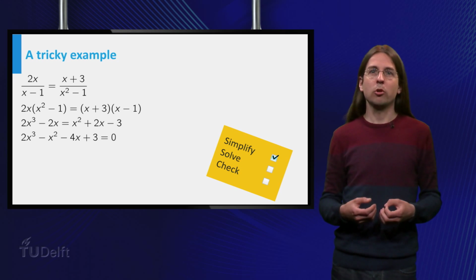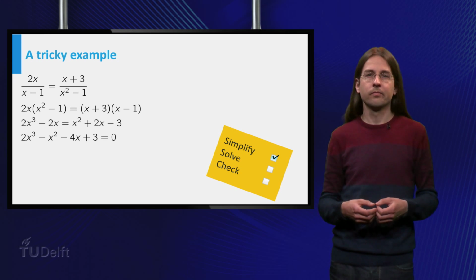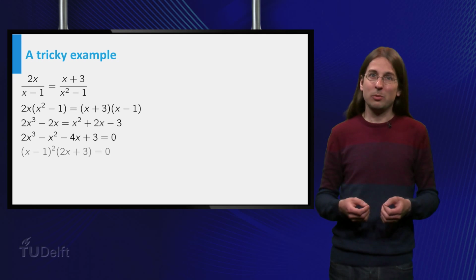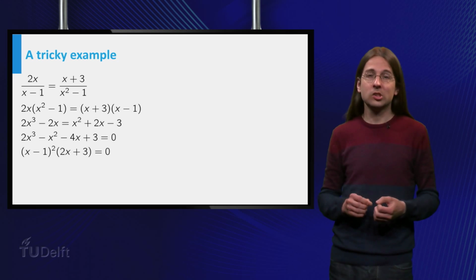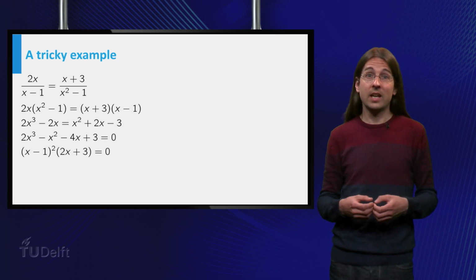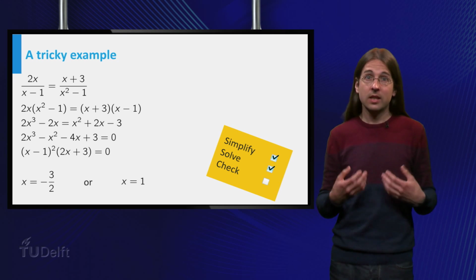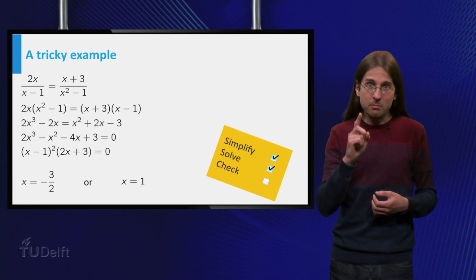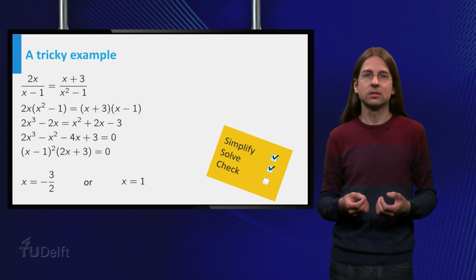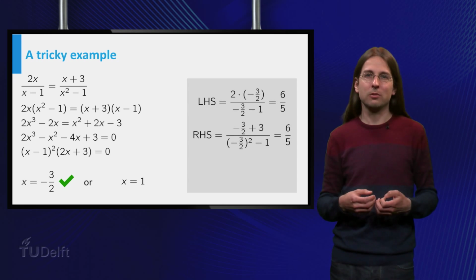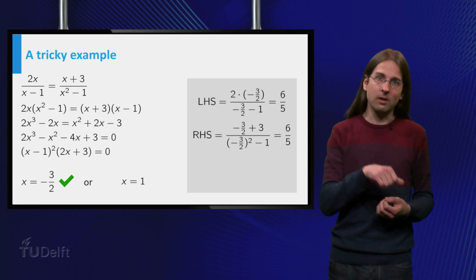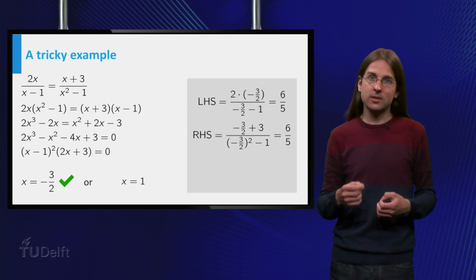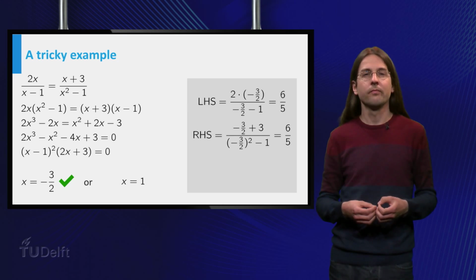Now we have simplified the problem to a polynomial equation. I already factored this polynomial for you. You can check the results yourselves and obtained (x minus 1) squared times (2x plus 3) equals 0. Thus we find the solutions x equals minus 3 over 2 and x equals 1. Remember, we always need to check our solutions. We first check x equals minus 3 over 2, and both the left and the right hand side become 6 over 5, so this is indeed a valid solution.